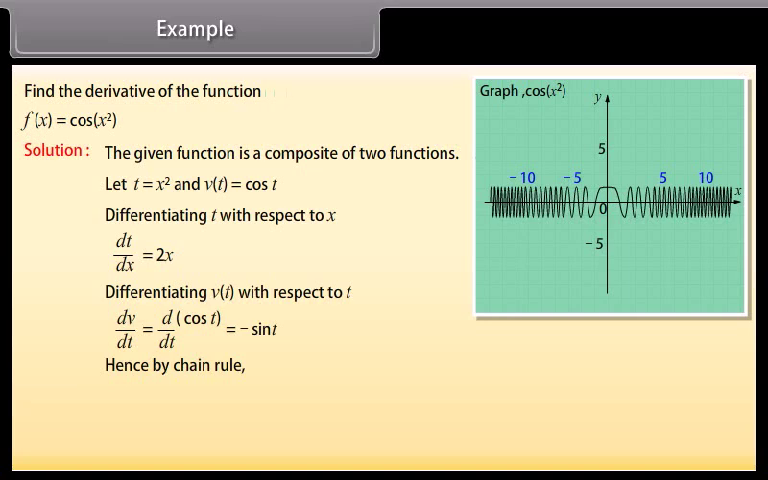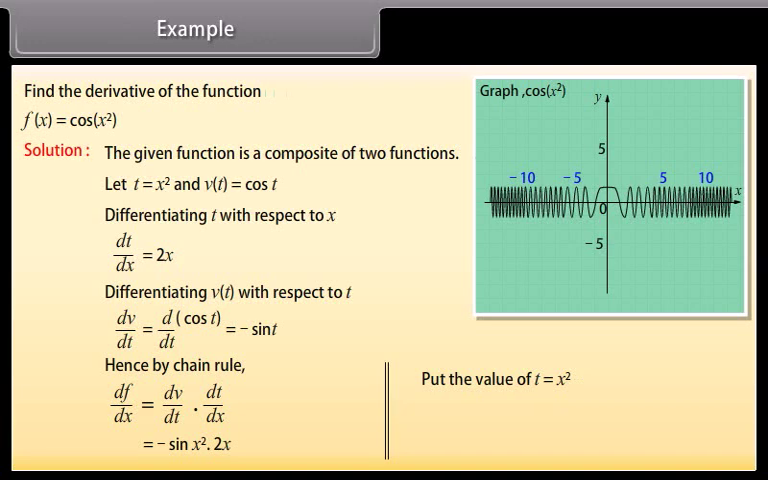Hence by chain rule, df/dx is equal to dv/dt into dt/dx is equal to minus sin x square into 2x. Put the value of t is equal to x square, it is equal to minus sin x square into 2x, which is equal to minus 2x into sin x square.